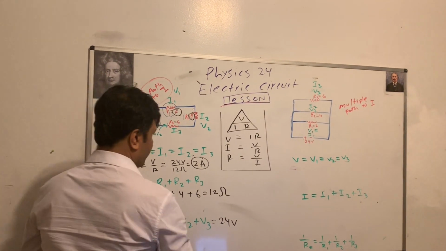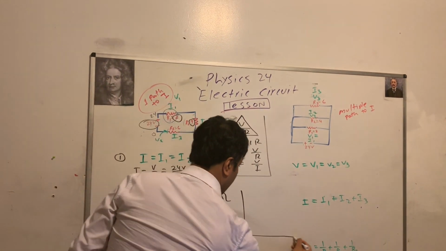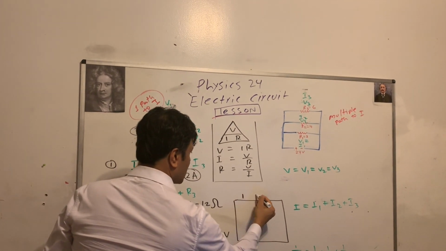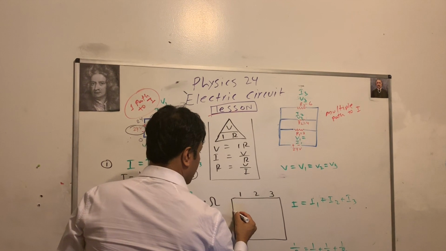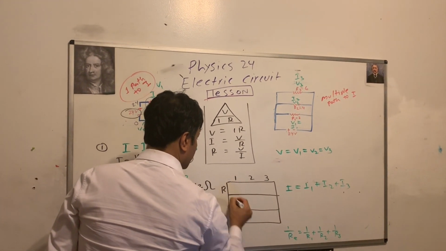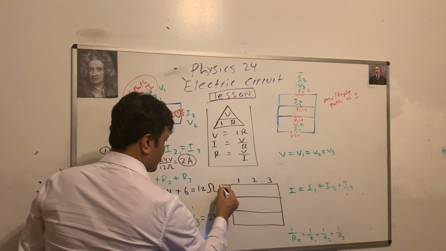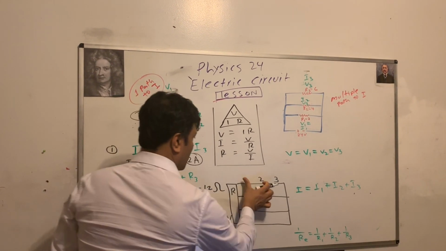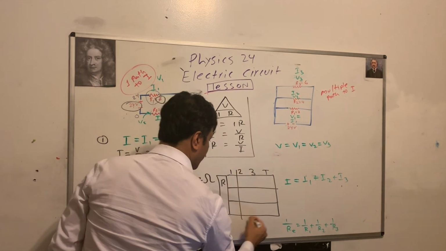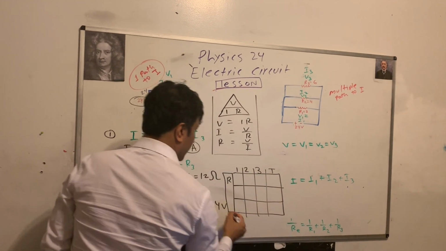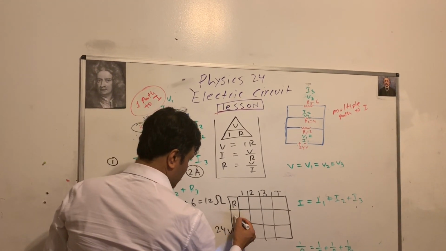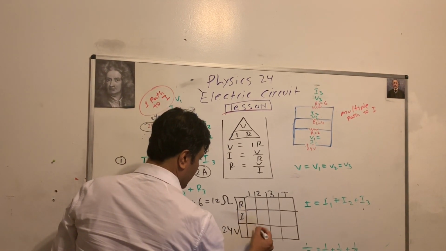In this table, what are we gonna have? 1, 2, and 3, and total. Then resistor. Then what do we have? We have current, and we have voltage.